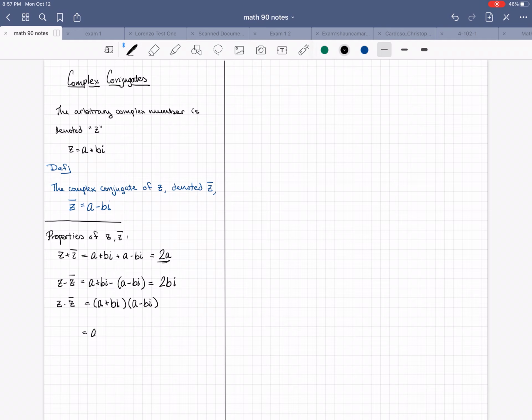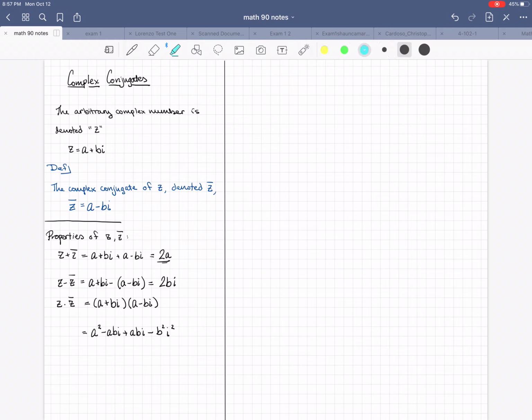So here we go. We'll have A squared minus ABI plus ABI minus B squared I squared. So again, feel free to pause here and work it out for yourself to make sure you understand, but the basic idea is that we're multiplying through here like so. Everybody gets multiplied by everybody else.